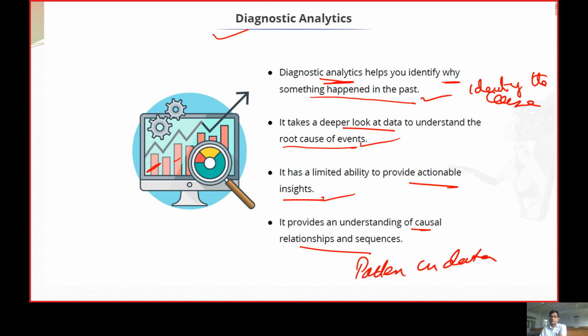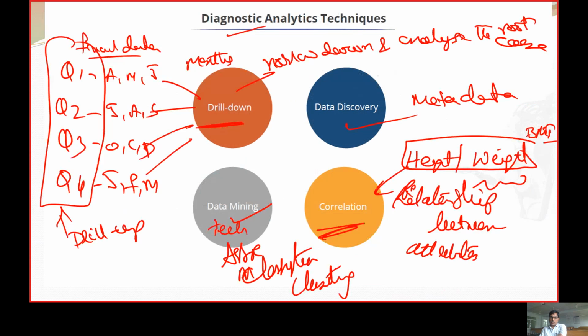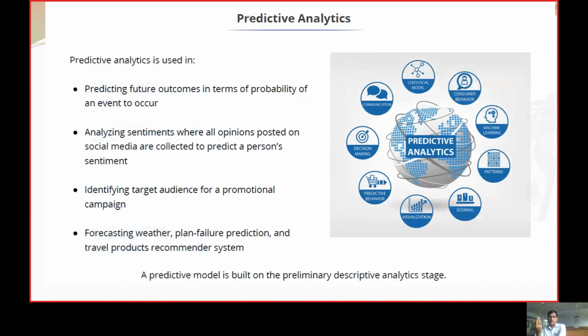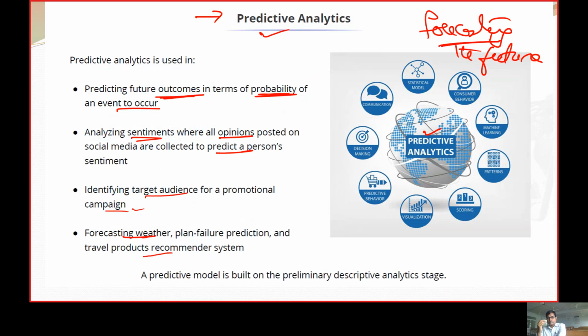So it identifies why it happened. Patterns are going to be identified, relationships are going to be identified, a root cause is going to be understood. To do this, it goes with drilling down, discovering data mining techniques like association, classification, clustering, and similarly, it identifies whether there is a relationship between two attributes or not, highly correlated or less correlated. In this way, it takes up.